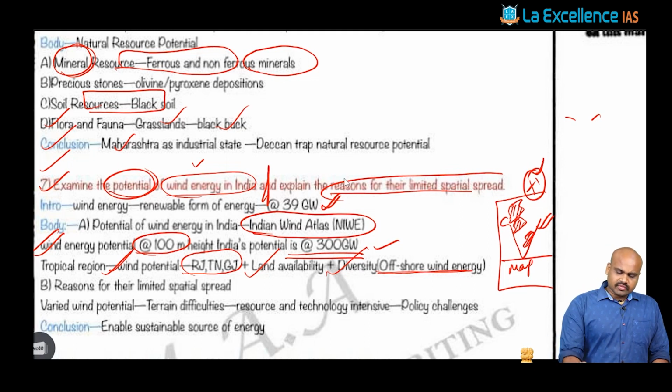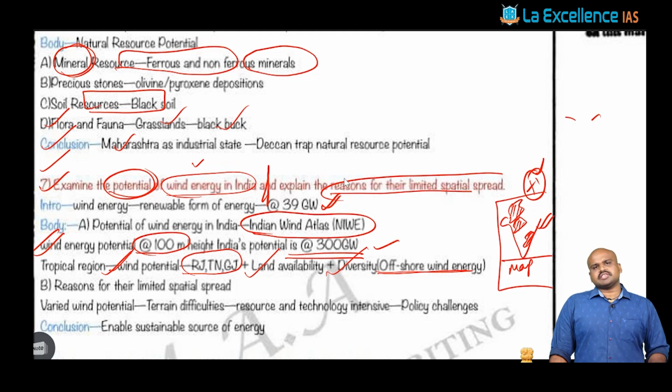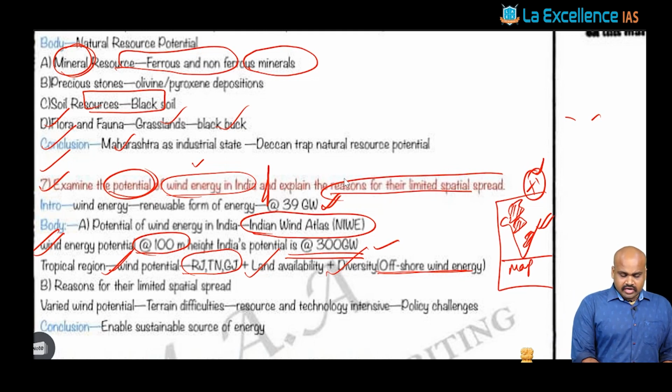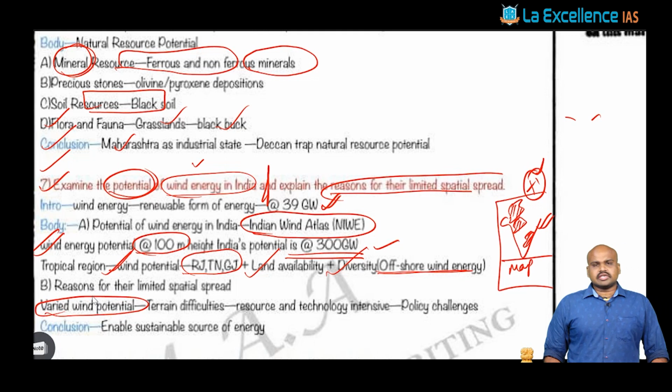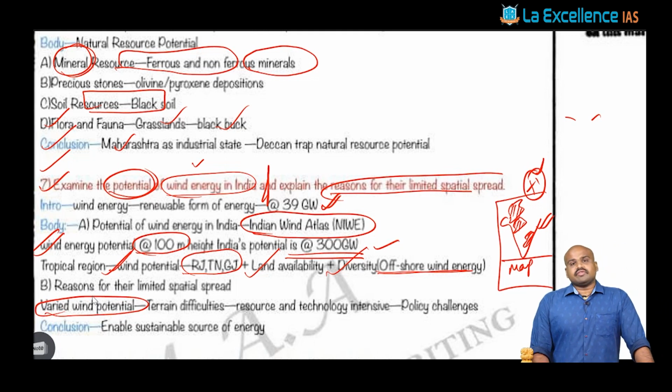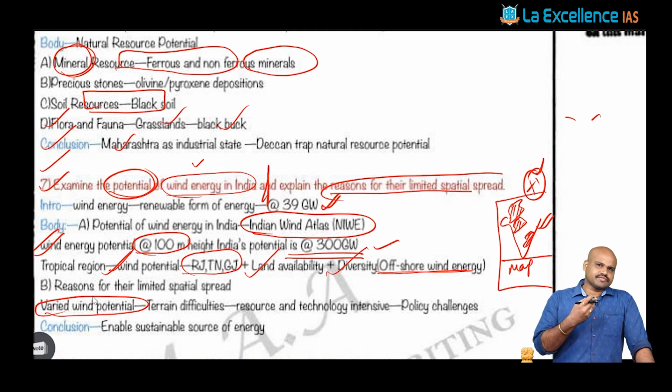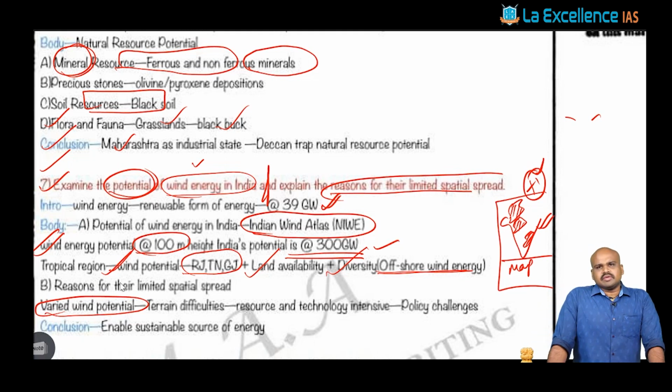Moving on to the second part of the question, the reasons for their limited spatial spread. When we look at the reasons for the limited spatial spread, here you would see that there is varied wind potential, and don't we think that varied wind potential itself would talk about this kind of variation in the spatial spread? Yes, because you do not have the wind systems present everywhere in equal proportion, for the reason that these wind systems depend upon the inherent nature of the temperature and the corresponding variation in the pressure system.